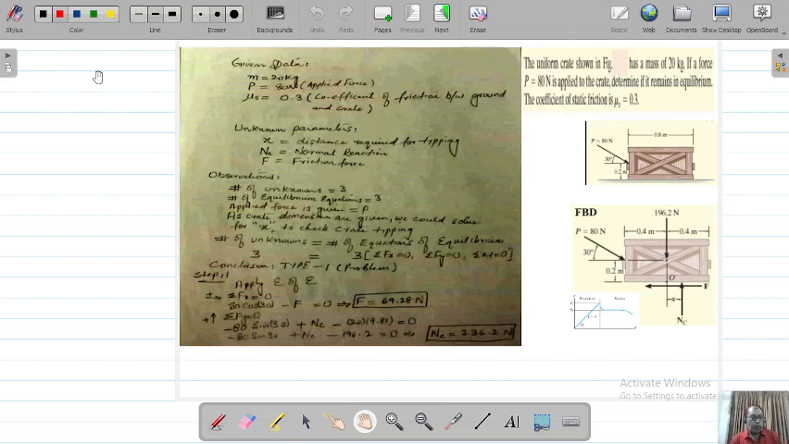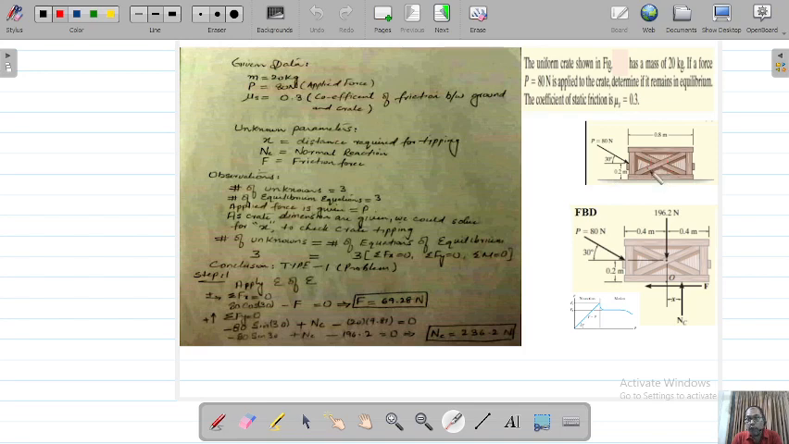Students, we are going to proceed with the type 1 problem over here. If you look at it, this problem shows us the uniform crate. Okay, this is our crate that has a mass of 20 kg. Okay, the crate mass is 20 kg.